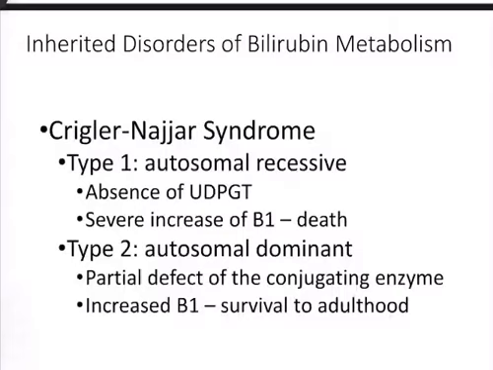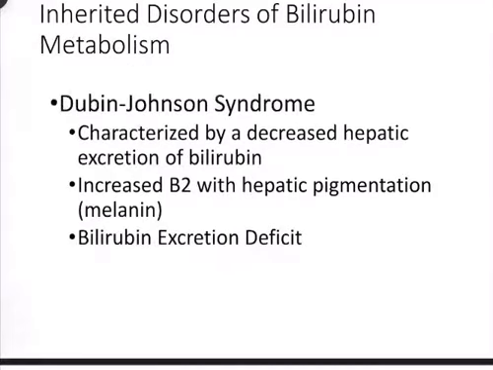Next is Dubin-Johnson syndrome, characterized by decreased hepatic excretion of bilirubin. So, increased B2 with hepatic pigmentation or melanin. Then bilirubin excretion is deficient. So the excretion of your bilirubin is low. Okay?